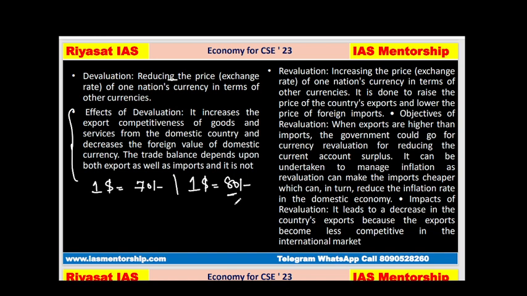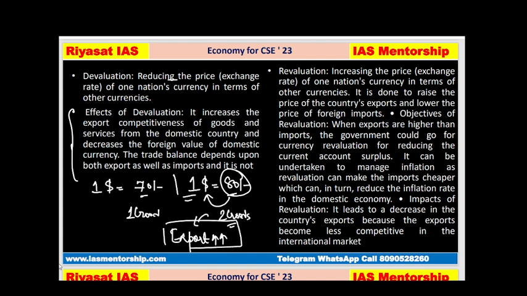Now more Indian goods can come in $1. Clear? Now foreigners will think, wow, earlier in just $1 I could buy only one good. Now in $1 I can buy two goods, which means that I will import more. India will have a very good chance to export more, because now foreigners are able to buy more goods in just $1. So exports will increase. Okay? You need to understand it.